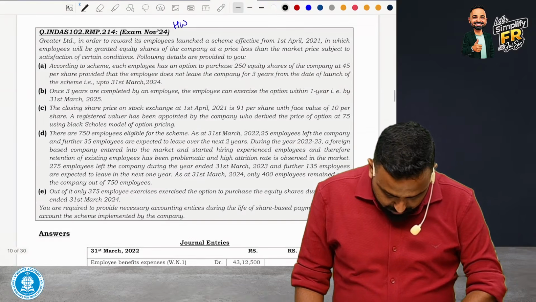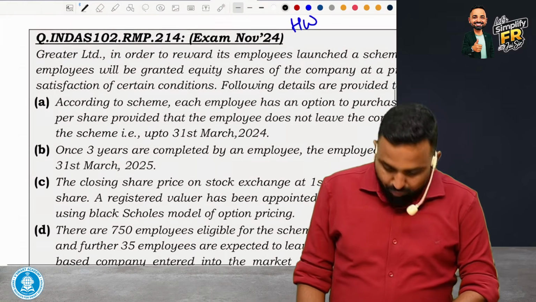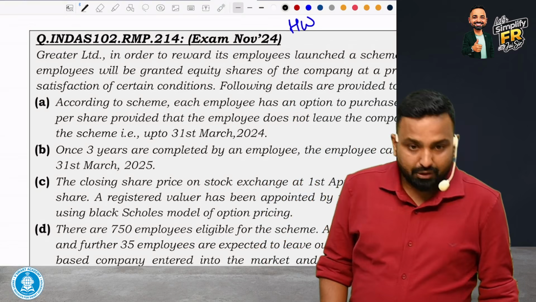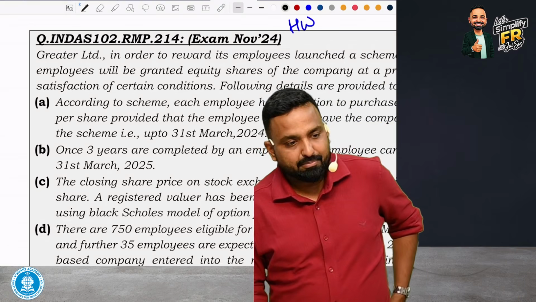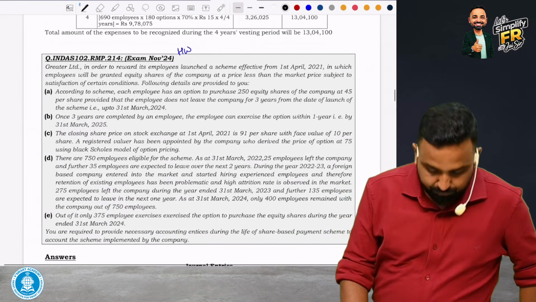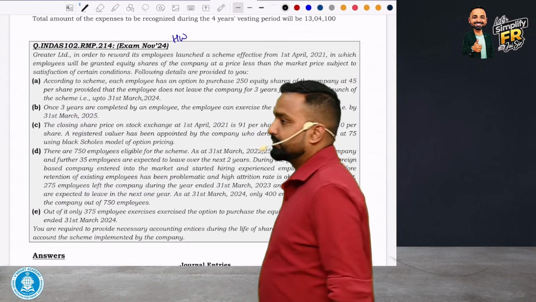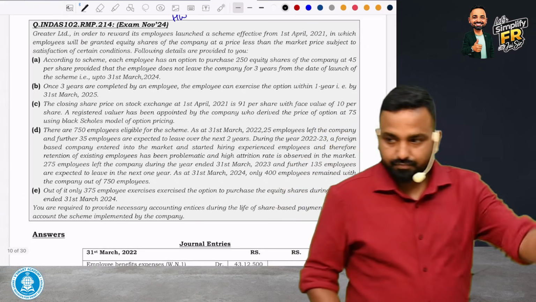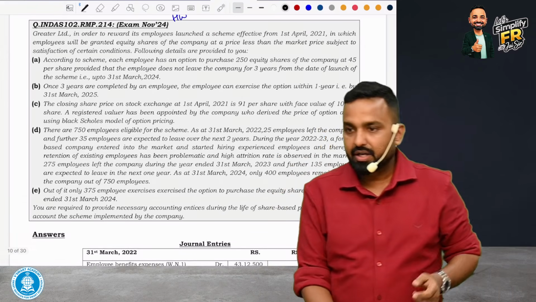It was question 214. It was asked in the exam of November 24, on page number 17.10. Can you see the question? Okay, let's read the question first.